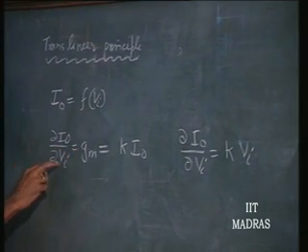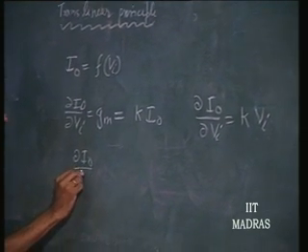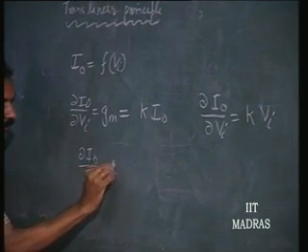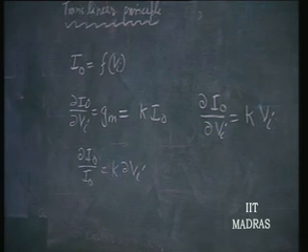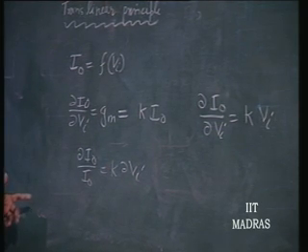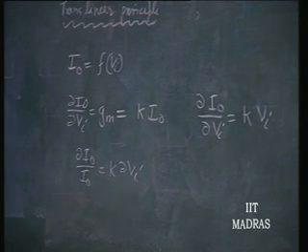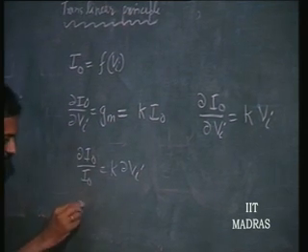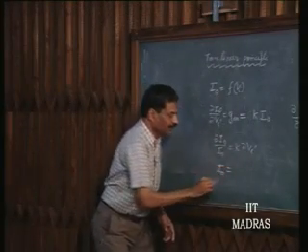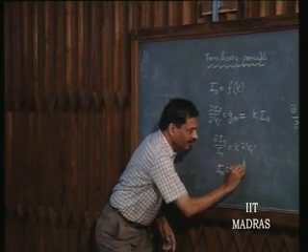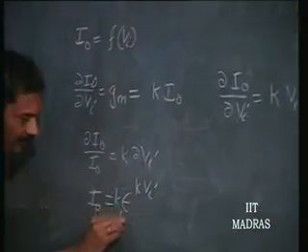Delta I naught by delta Vi is equal to K I naught, or delta I naught by I naught is equal to K times delta Vi. What is this? Solve this. What do you get? Log I naught is equal to K times Vi, or I naught is equal to K0 exponent K times Vi. This is another K0.